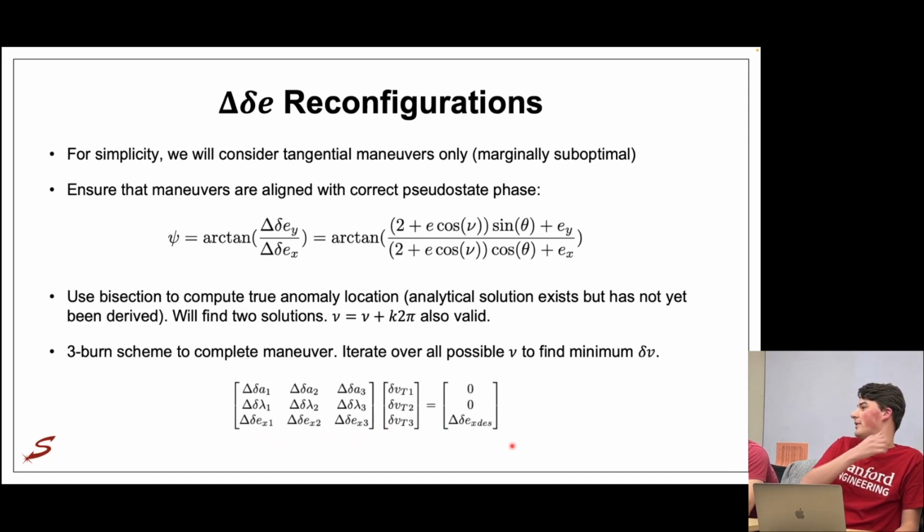So then what you can do is iterate over all the possible values of true anomaly in order to find the minimum of all the different ones, and you can arrive at your minimum solution. No guarantees on optimality with that configuration, but you will find the minimum set of true anomaly locations in order to get that maneuver completed. And since this is just for delta E reconfigurations, your change in semi-major axis and your change in relative longitude will be 0 here. But in general, you could actually set those to small values as well and also achieve that change.